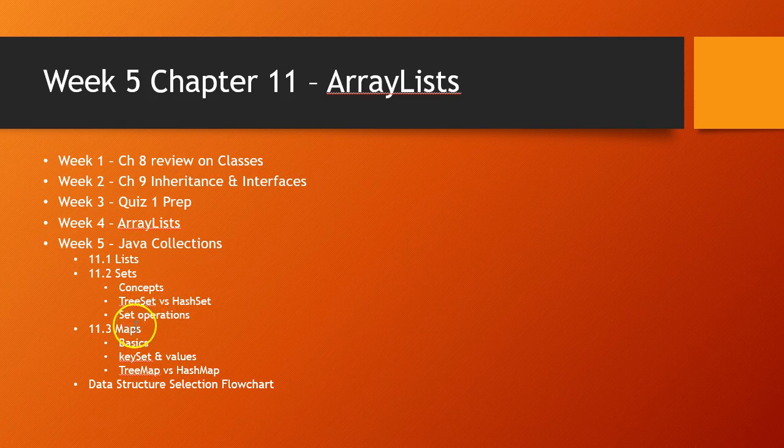Then we will take a look at maps. We'll look at those basic operations. We'll look at how you look at the maps, their key sets and values, and look at their two implementations, tree maps and hash maps. And I'm presenting sets and maps together because they are tightly related. Maps use sets, so it's a good idea to take a look at them together.